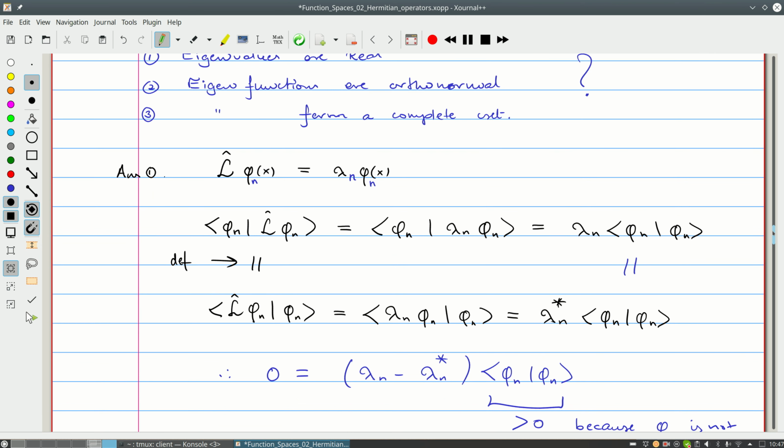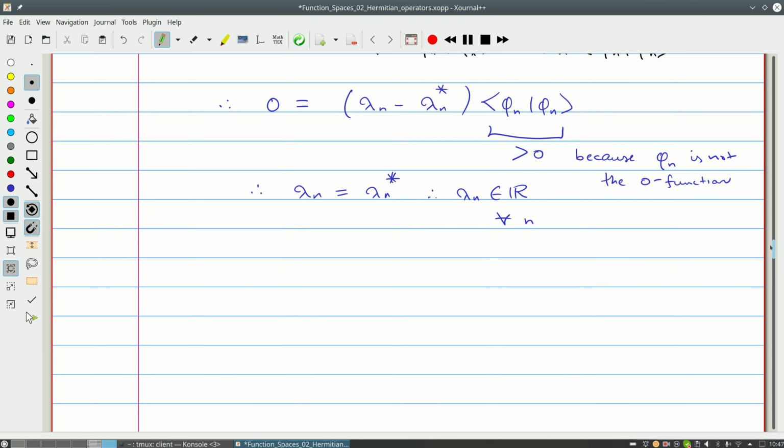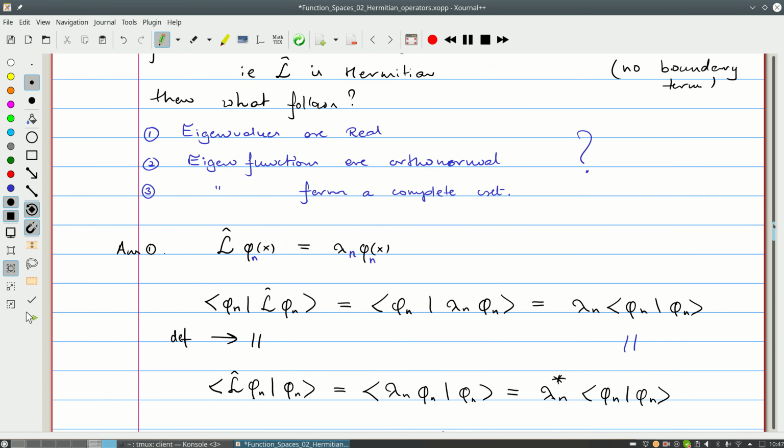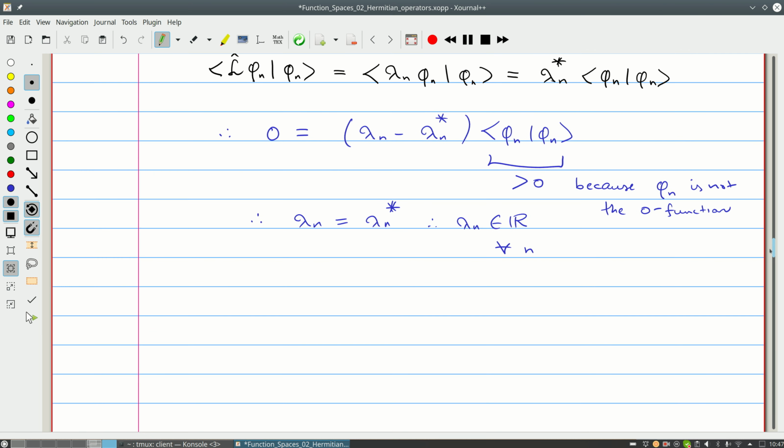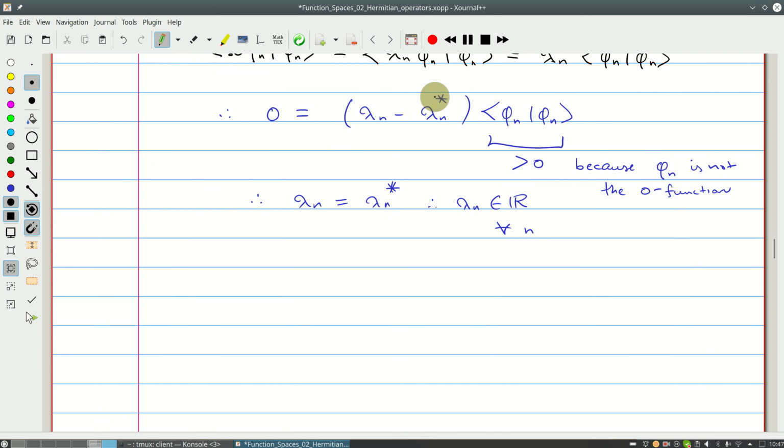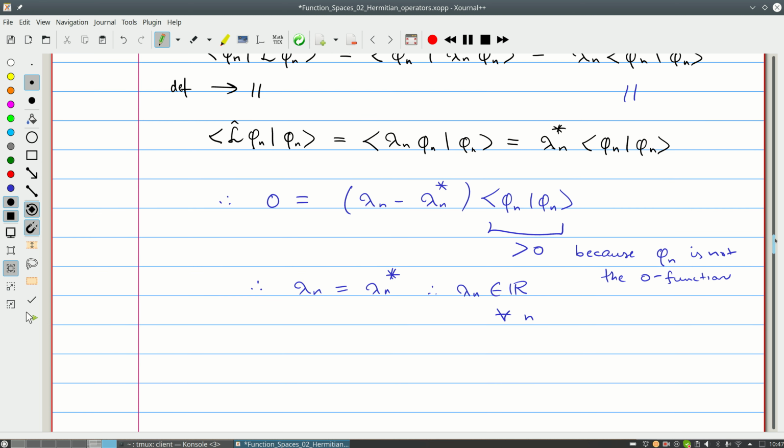Okay, so the results hold, but the proofs may be different. Now, I'd like you to show that the eigenfunctions are orthonormal if the eigenvalues are different. So number 2, I'm going to leave it for you, and number 3 we will assume. But before going further, let's just look at what's going on under the hood, in a way.